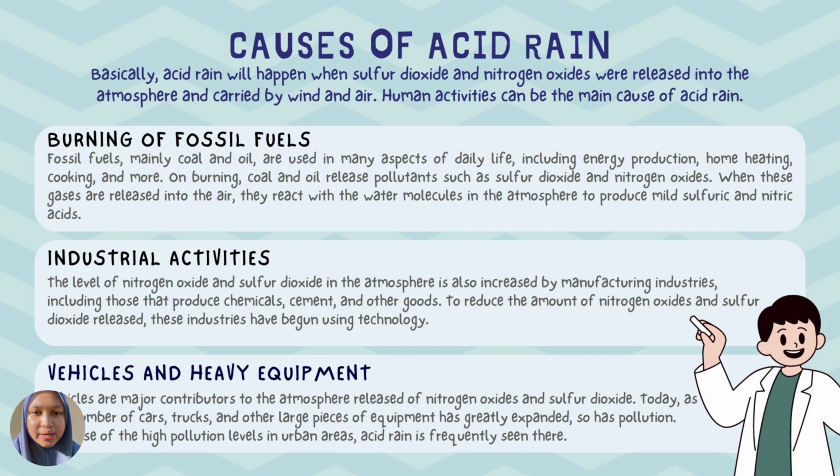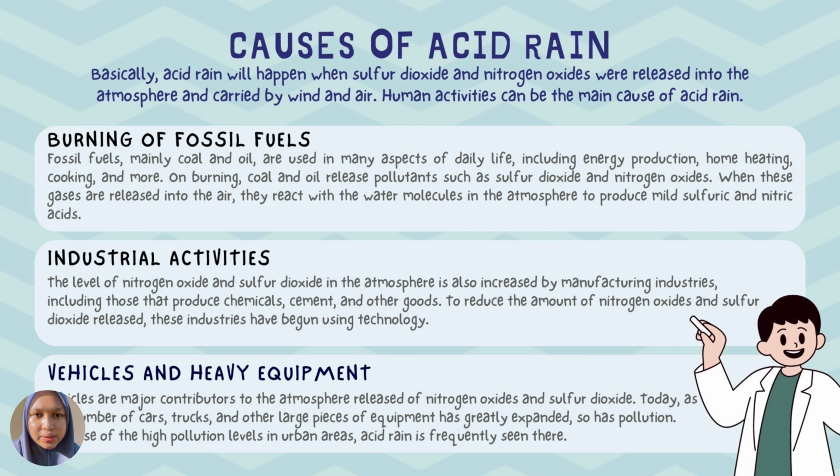When these gases are released into the air, they react with the water molecules in the atmosphere to produce mild sulfuric and nitric acid. Since burning coal and oil release a huge amount of sulfur dioxide and nitrogen oxide gases, these are the main compounds of acid rain.